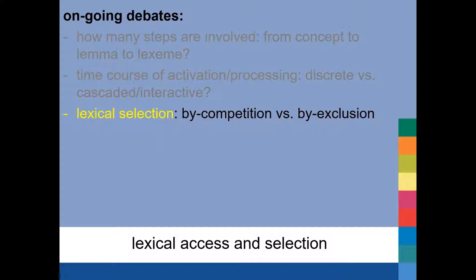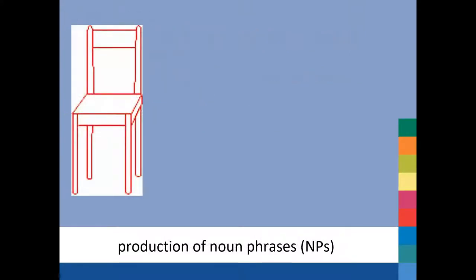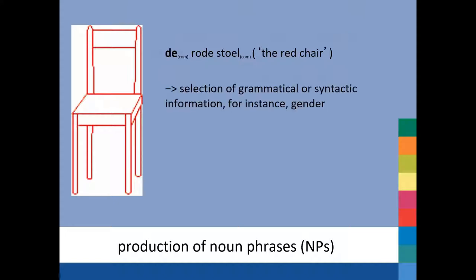And the research that I'm showing you today is able to contribute to some of these questions. So what you can do, for example, is ask participants not only to name a picture, but to name a picture in a more complex way. Like, for example, not say just "stoel", chair, but say something like "the red chair", "de rode stoel". Okay, so why is this interesting? Well, because these kinds of phrases involve the selection of grammatical or syntactic information, for instance, grammatical gender.